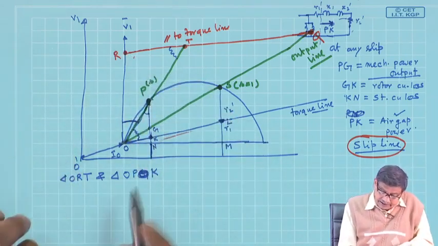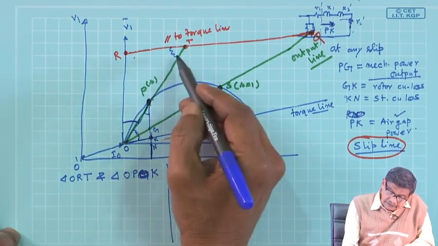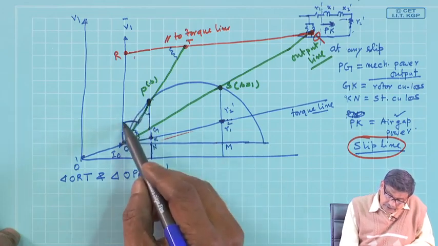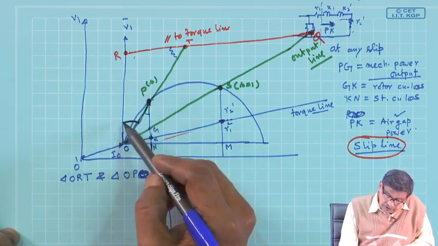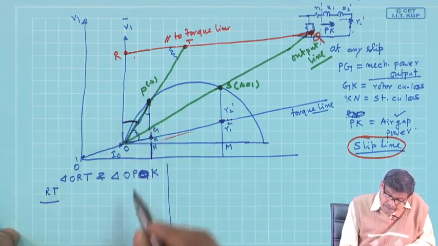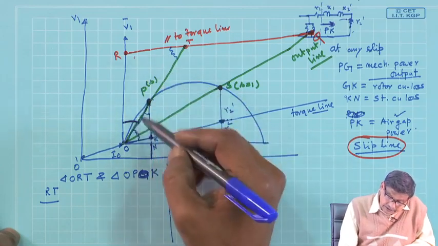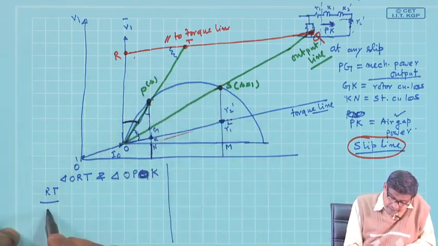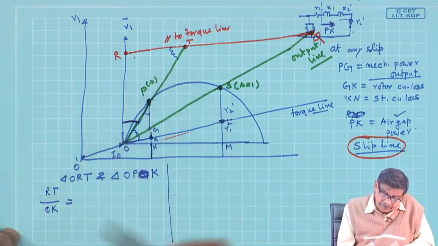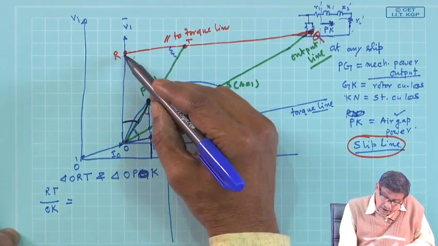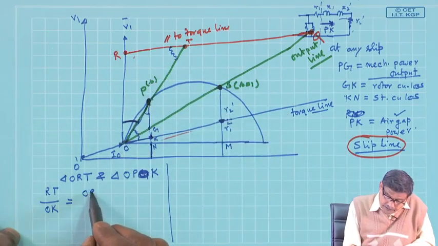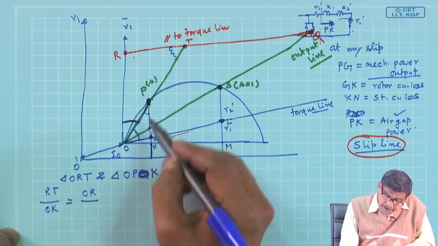If that be the case, then from this I can write, you first take this big triangle, side opposite to this angle is RT divided by OK, is not? Big triangle I have taken first, then you take side opposite to this curved angle, that is OR divided by PK.